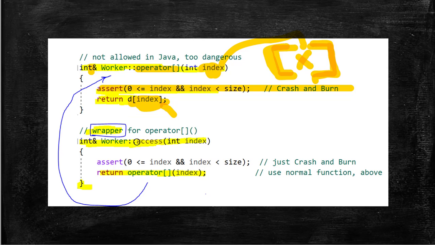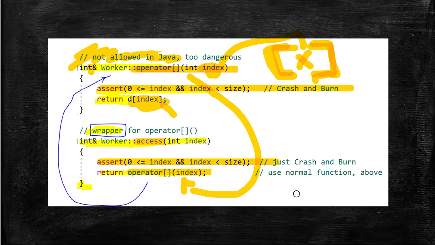Next, here's another one, access. It does the same thing as this. So what I'm going to do is use this function right here. First I'll check, not too big, not too small. And I'll say, use the function we just wrote. Use it right there.